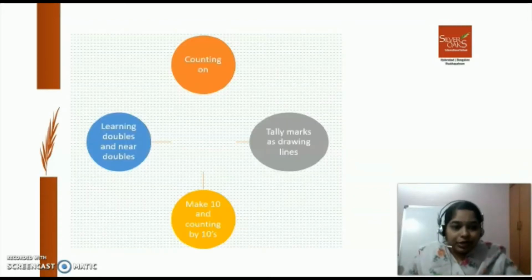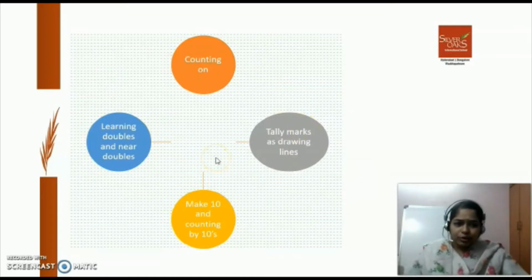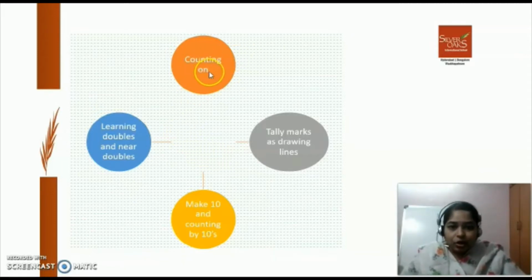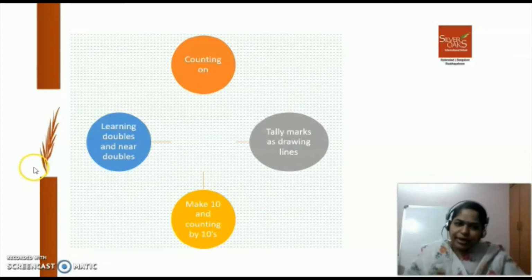Okay, so if you learn speed math, if you can do the sums very quickly, it will help you to solve the problems also. Now in addition, there are a few tricks. These tricks will also help you to complete your problem solving more quickly. Let's look into the tricks. What are the tricks you have in addition? Counting on, tally marks, which you have already learnt as drawing lines, make 10 and counting by tens, learning doubles and near doubles. If you learn all these tricks, you can solve the problems very quickly.